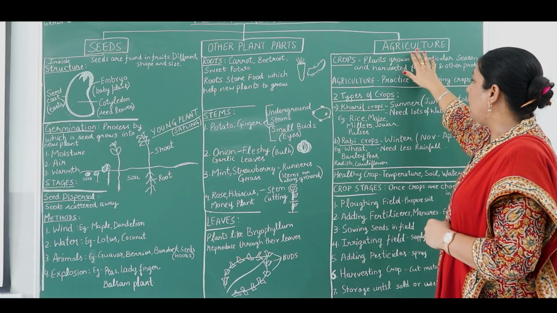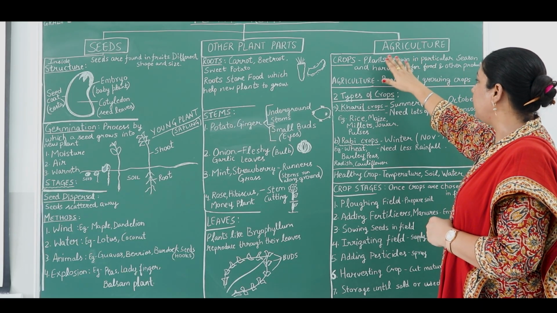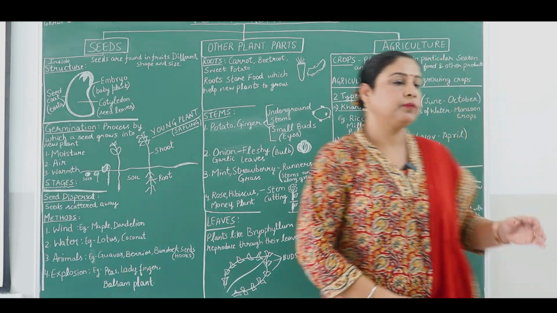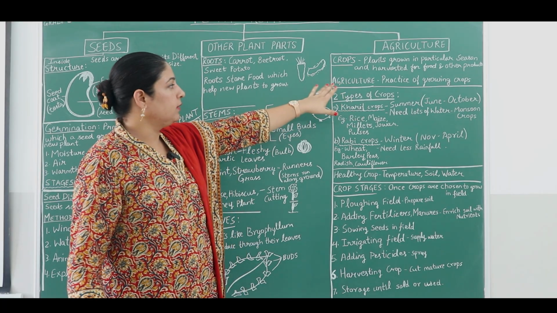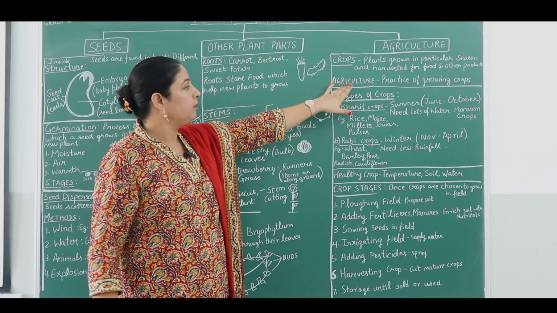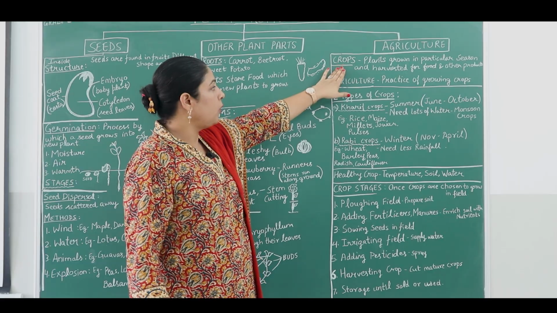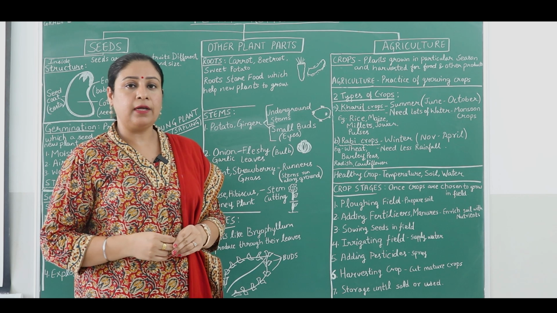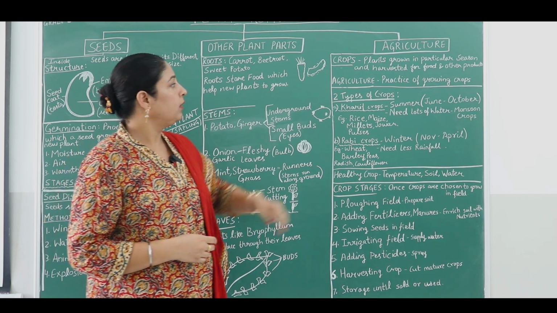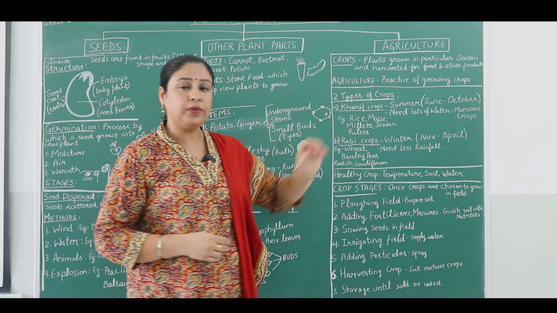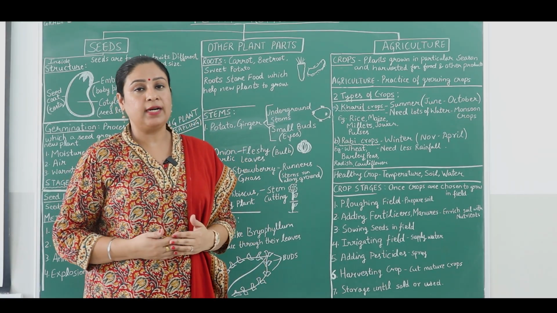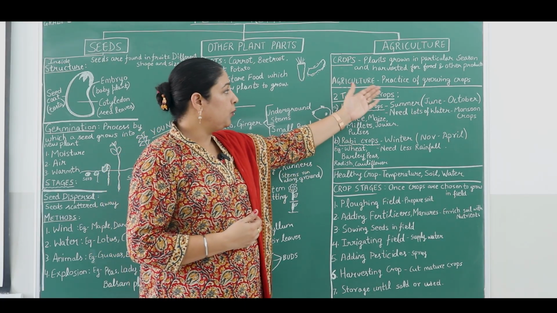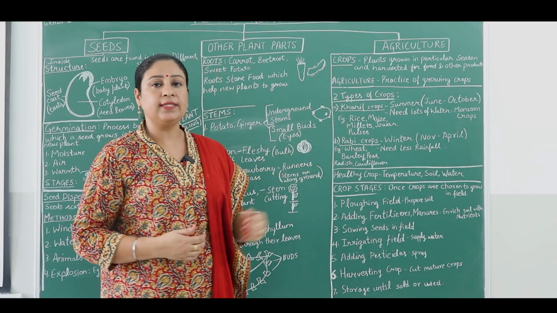Then we'll talk about how we can grow plants in a particular season to practice agriculture. First we'll talk about crops. What are crops? Crops are the plants that are grown in particular season and harvested for food and other products. Those plants are called crops, and the practice of growing these crops is known as agriculture.